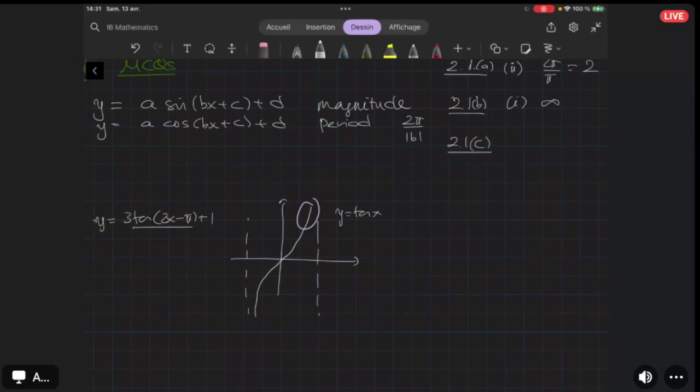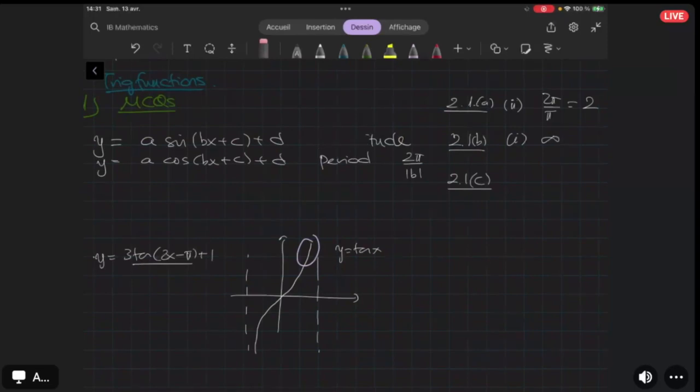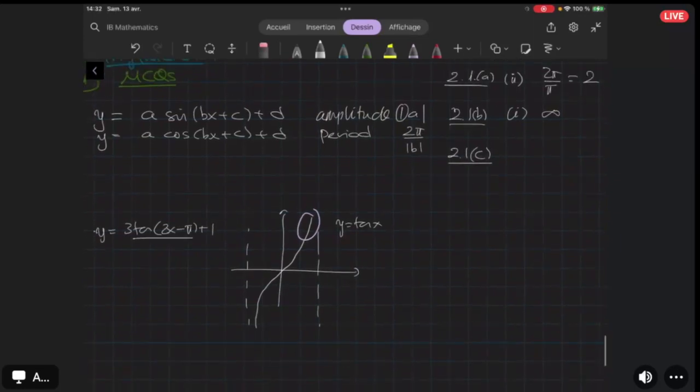Happy to see that no one put negative amplitude. So the amplitude, not magnitude, my bad. So the amplitude for these functions is the absolute value of a. All right, bang, bang. That's 2. Next, the midline is going to be D.